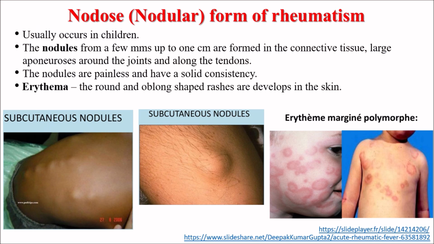The next form is the nodular, or nodose, form of rheumatic fever. It usually occurs in children, and nodules from a few millimeters up to 1 centimeter are formed in the connective tissue, large aponeuroses around the joints and along the tendons. The nodules are painless and have a solid consistency. Here you see the formation of the nodules, subcutaneous nodules during rheumatic fever, and erythema, a round, oblong-shaped rash that develops in the skin.